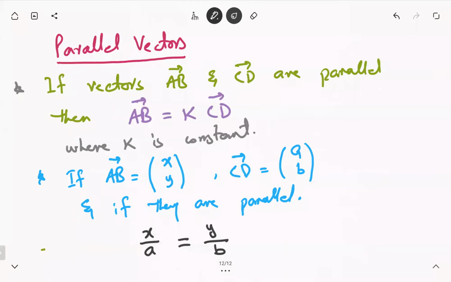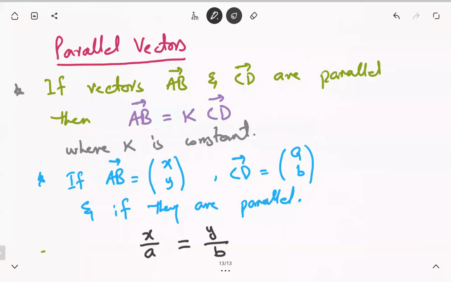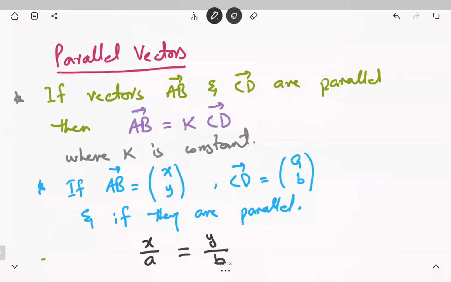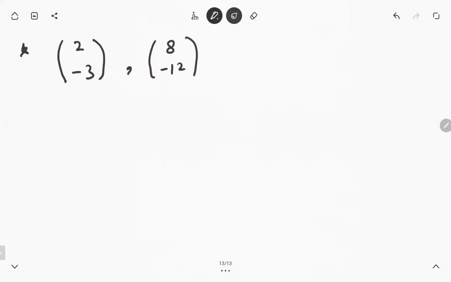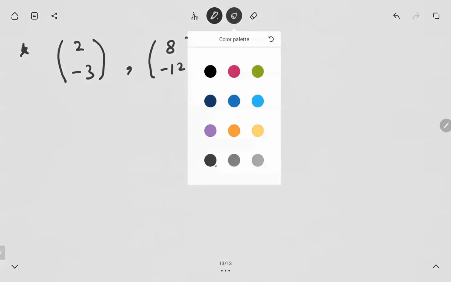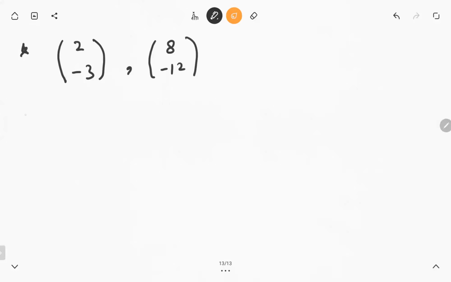Okay, मैं यहाँ पे आप वेक्टर लिखूंगा, आपने मुझे ये बताना है कि पैरेलल हैं या नहीं. See, I am writing a vector 2 minus 3. लिखते जाएं और उनके सामने लिखते जाएं कि yes or no, parallel or not parallel.